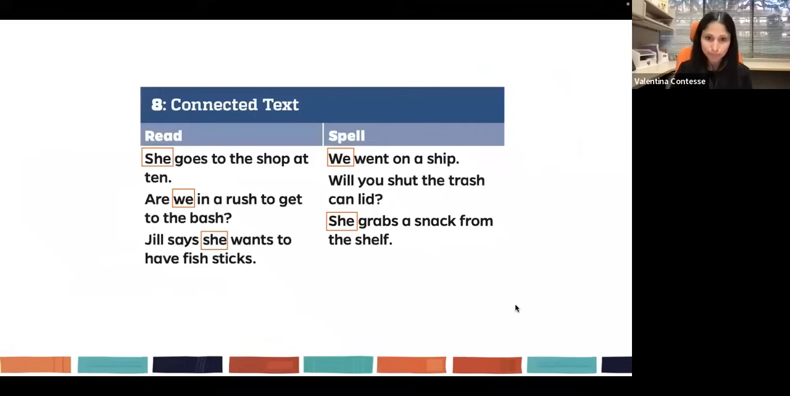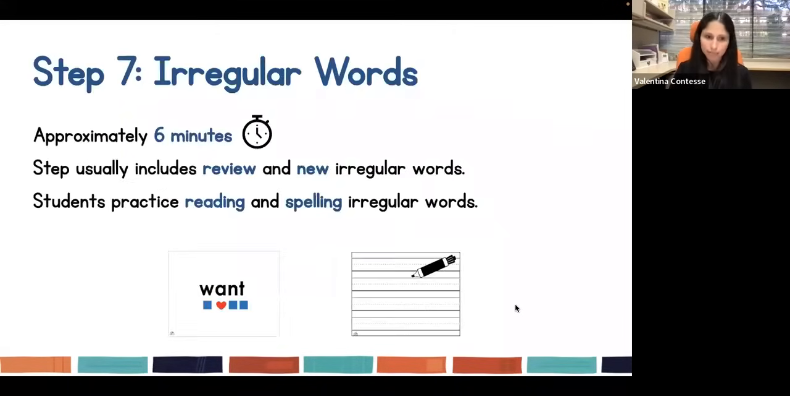We also wanted to mention that in addition to this explicit introduction and reading and spelling practice in step 7, the irregular words are also embedded into the sentences in step 8, the connected text step. So students are not just practicing these words in isolation, but also practicing them within context. Again, both reading sentences and spelling sentences.